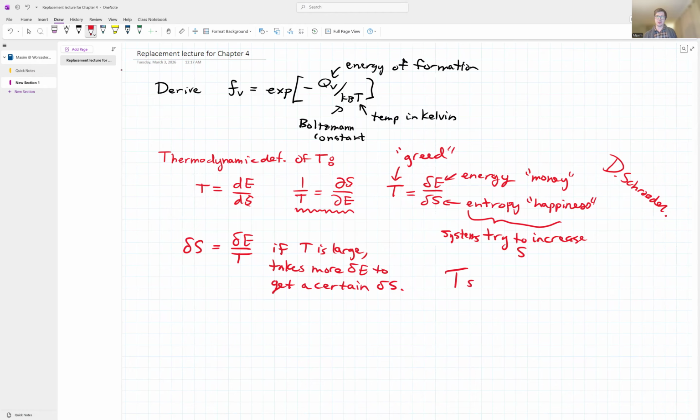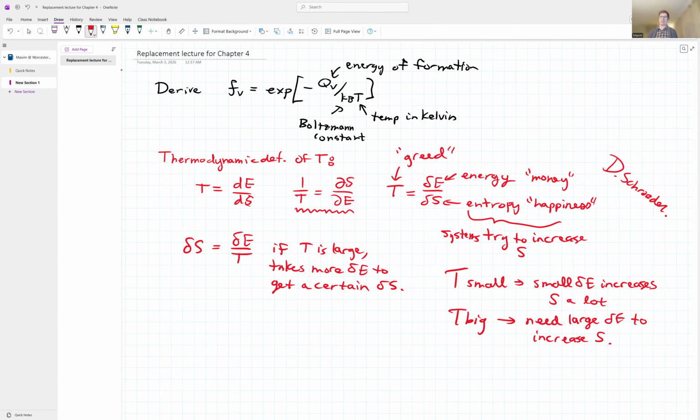So for T small, a small delta E increases S a lot. And for T big, it's already very hot. You need a large energy input to increase the entropy. So that's the basic idea. But we're going to mostly use this definition.